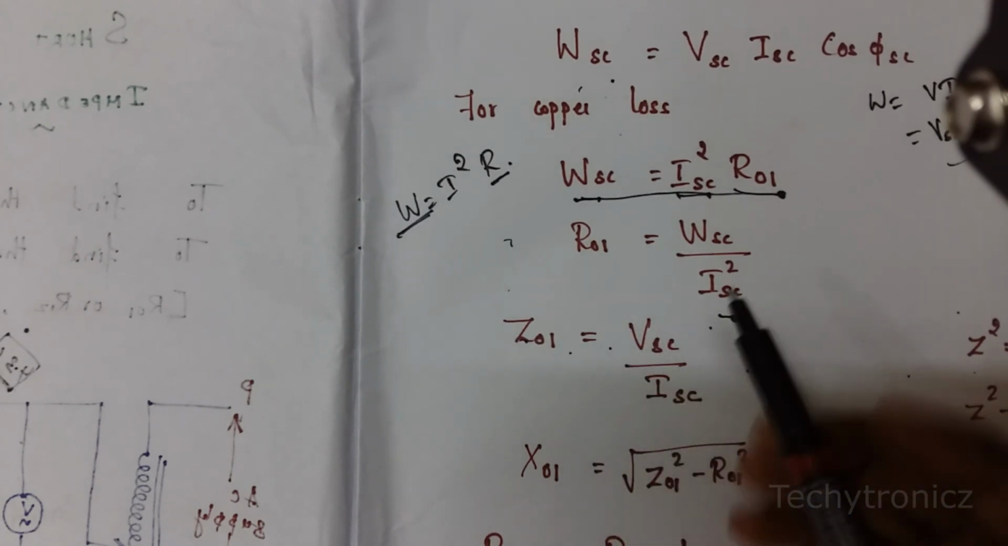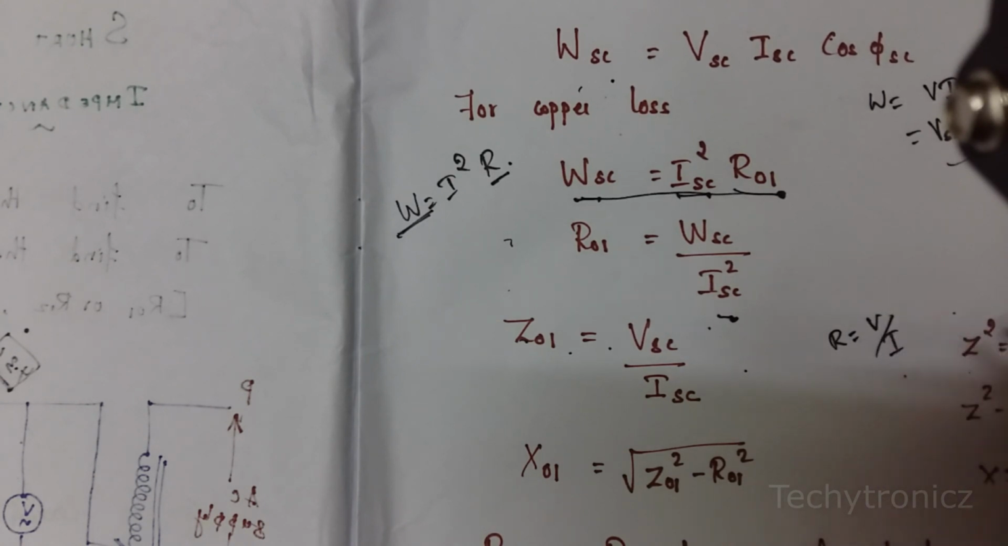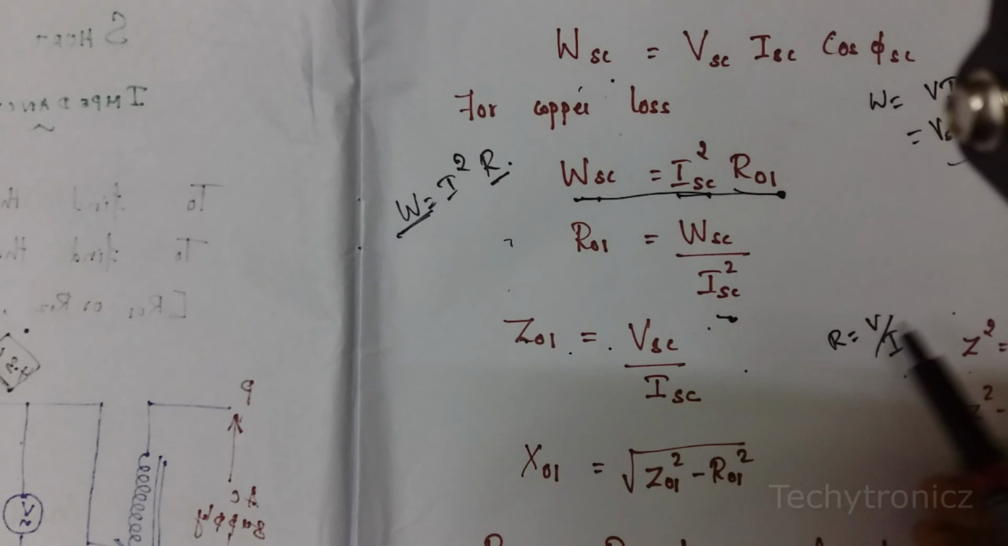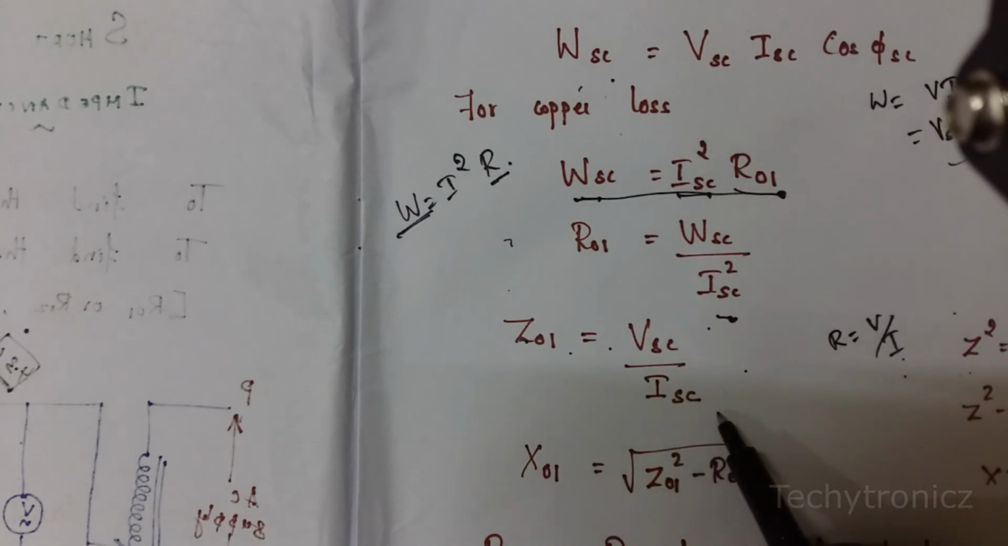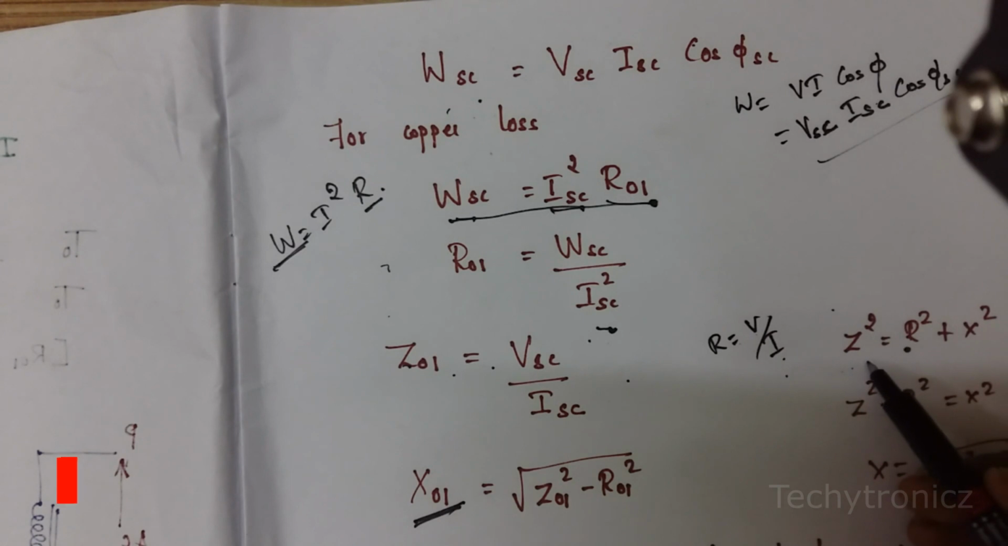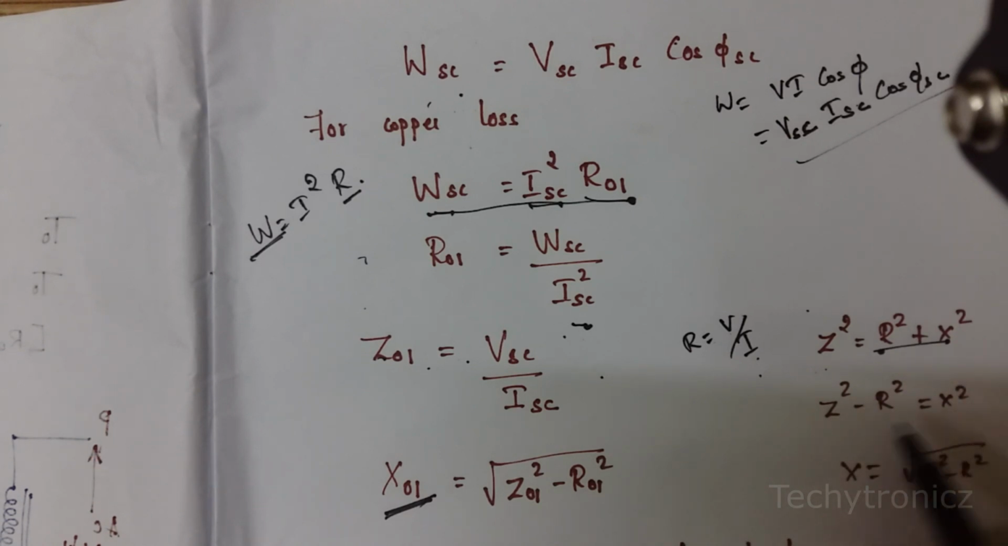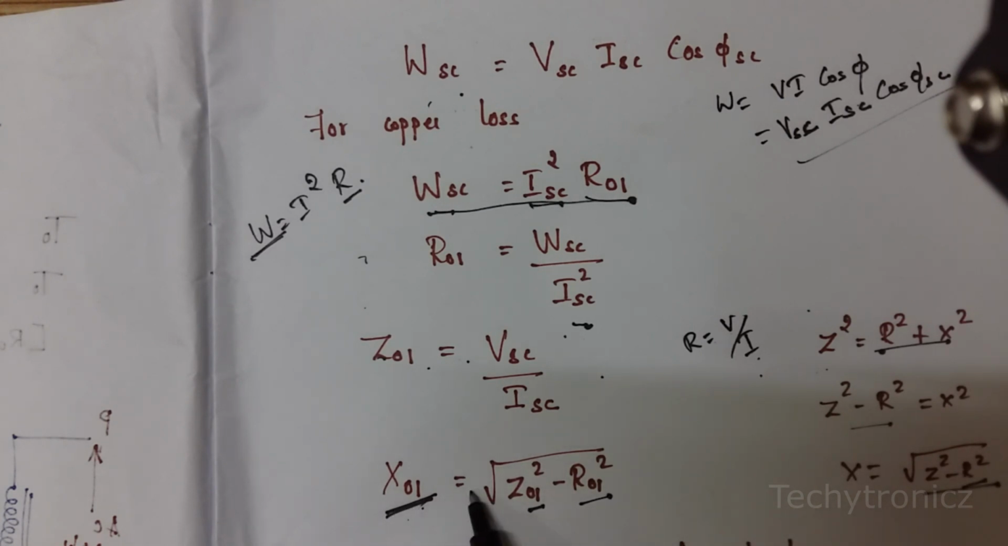Then we can find the impedance value. According to Ohm's law, R is equal to V by I, so the impedance Z01 is equal to VSC divided by ISC, writing VSC instead of V and ISC instead of I. Next, how do we find the reactance X01? We know impedance Z square is equal to R square plus X square. So X square is equal to Z square minus R square, and X is equal to root of Z square minus R square. Instead of Z we write Z01, and instead of R we write R01. Therefore X01 is equal to root of Z01 square minus R01 square.